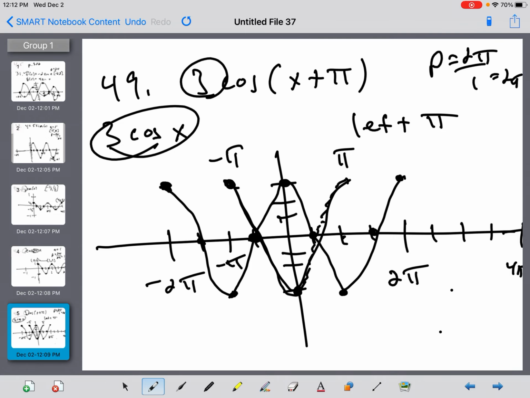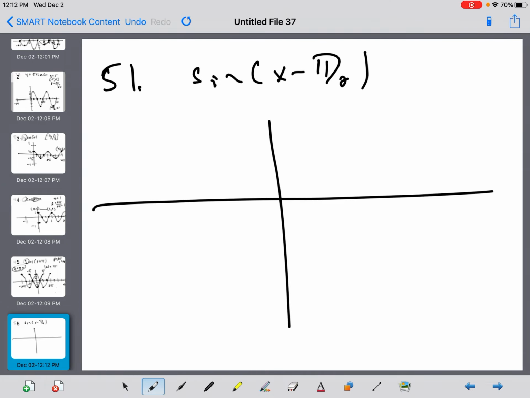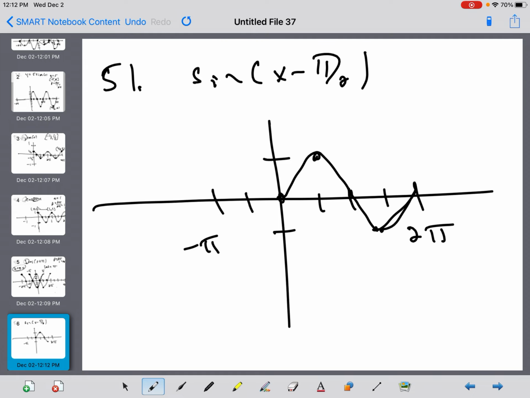When you get to some of these other ones, let's do one more here. Let's do number 51, where it says sine x minus pi over 2. Pretty easy one. Now, when I do the sine curve, I'll just do one cycle for now. Okay, actually, let's go back to negative pi. So sine always looks like this. And then this would be like this.